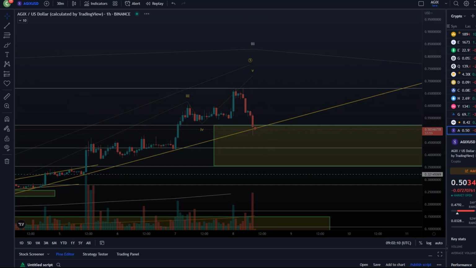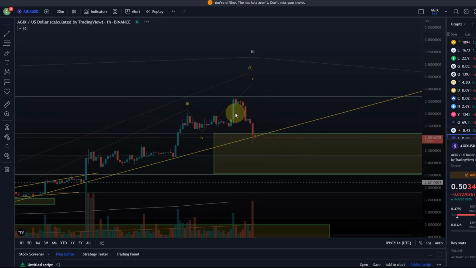So let's just zoom in. The internet is slow, I don't know what's going on here, it says I'm offline. Either way, just a quick explanation, I'm just going to reconnect here.